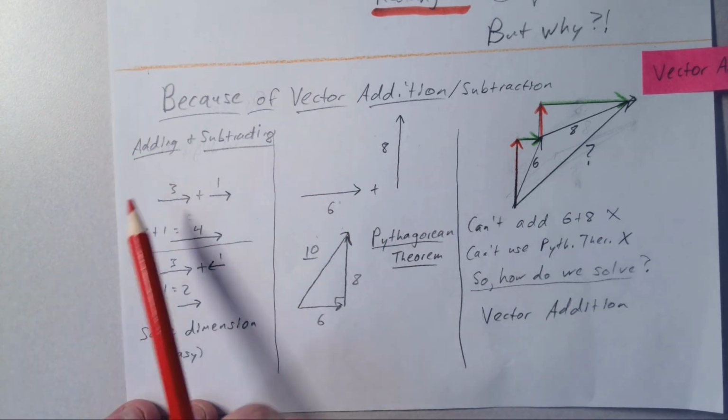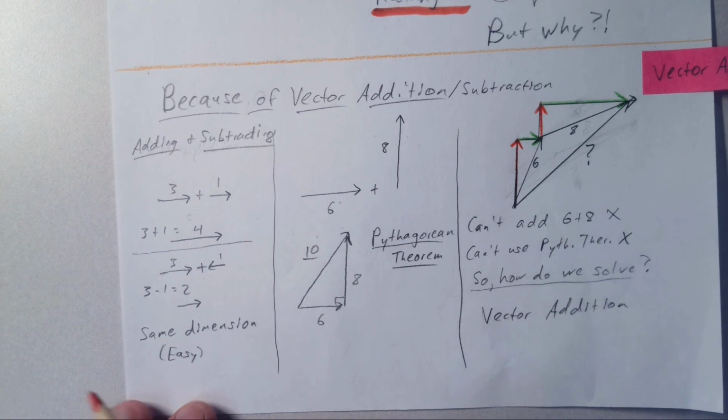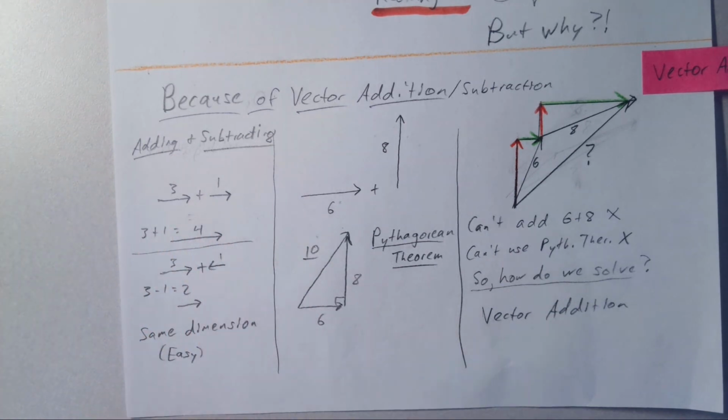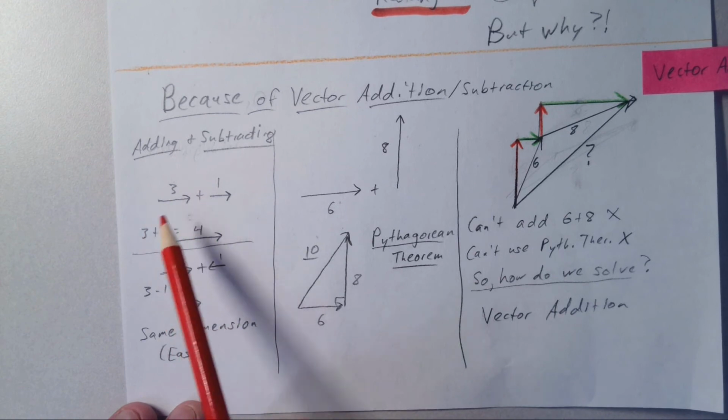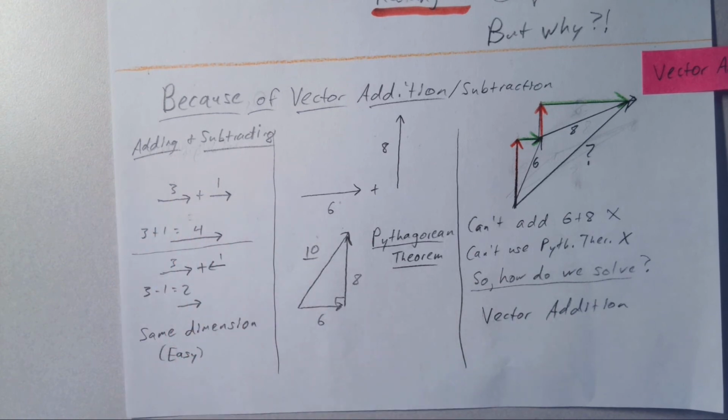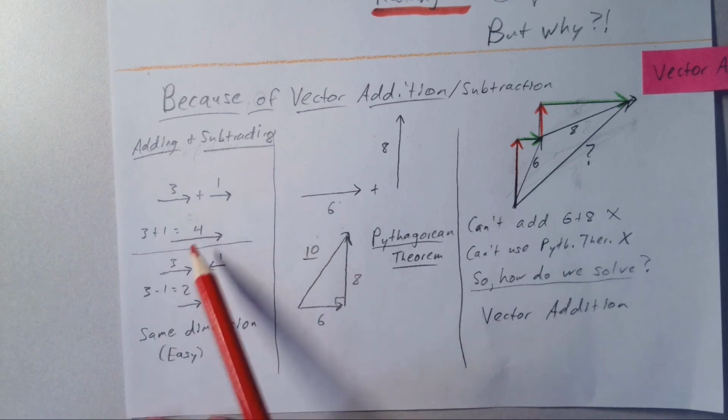So let's say I take 3 to the right plus 1 to the right. Well, on a number line, you would add those, so 3 plus 1, and that would equal a vector of 4. Notice that I tried to express the magnitudes based on the length of the arrow. It doesn't have to be exact, as long as you can clarify it. Okay, so that's how you get 4.